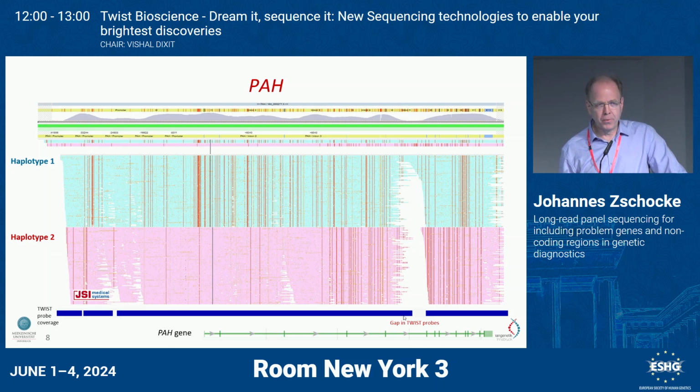There is a gap in the Twist probes, which is probably a lack of communication on our side, what exactly was our intention. So that will be solved in the next probe design. But even with this gap, we could have 2 contig haplotypes. So we can also throw this out and just look at the 2 haplotypes and then identify what variants are there, and are there any variants in cis or in trans? Is there anything in the introns? Use your standard diagnostic pipeline.